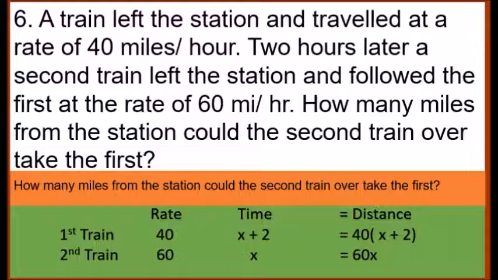A train left the station and traveled at a rate of 40 miles per hour. 2 hours later, a second train left the station and followed the first at the rate of 60 miles per hour. Ibig sabihin, mas mabilis yung pangalawang train. Pero nauna na yung unang train ng 2 oras.